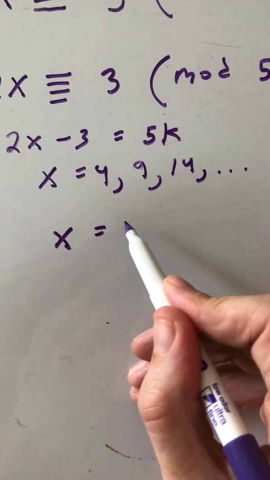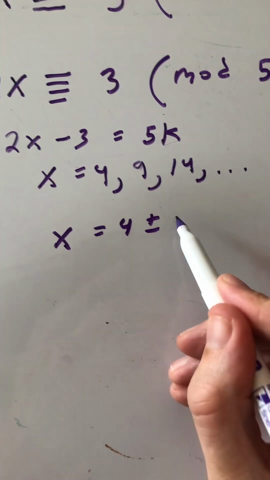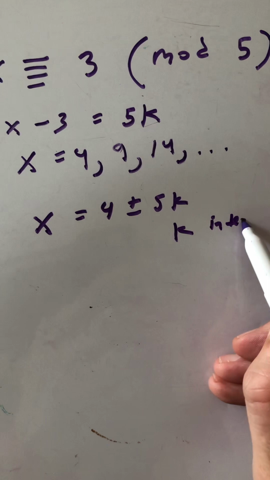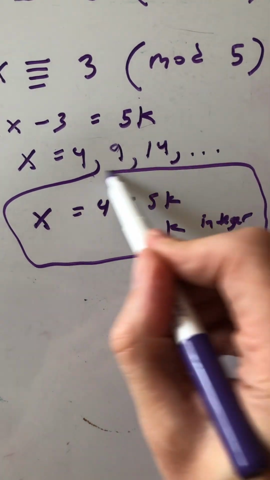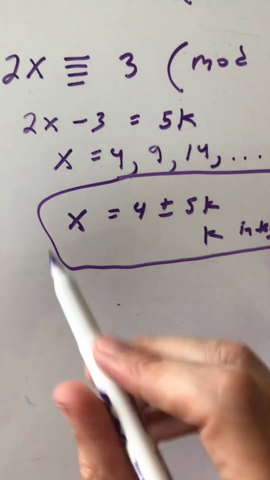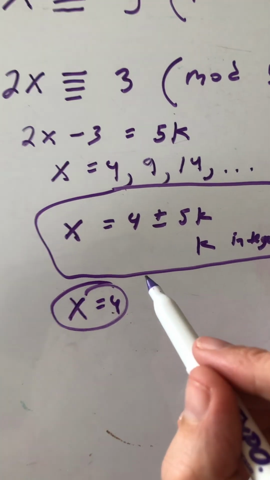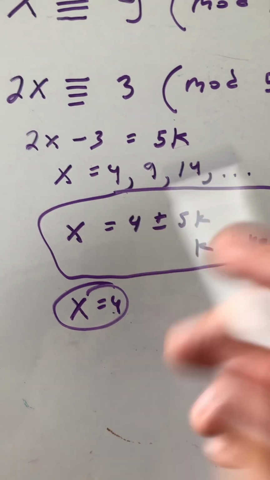So x is going to equal 4 plus or minus 5k, where k is an integer, would be your solution set. But most of the time we would just look at your solution here as x equals 4 and leave it at that, because after that, you're basically repeating the same numbers. So typically we would just say the solution is 4 for that.